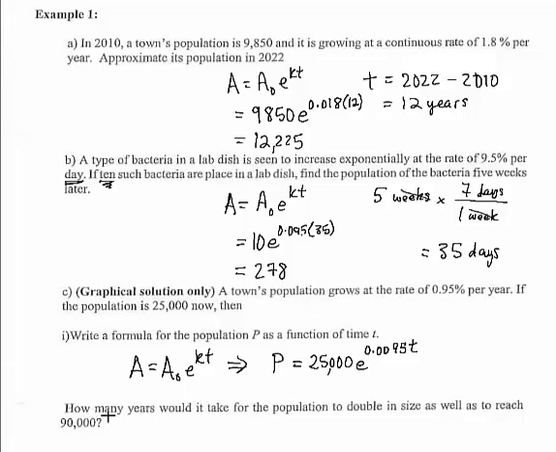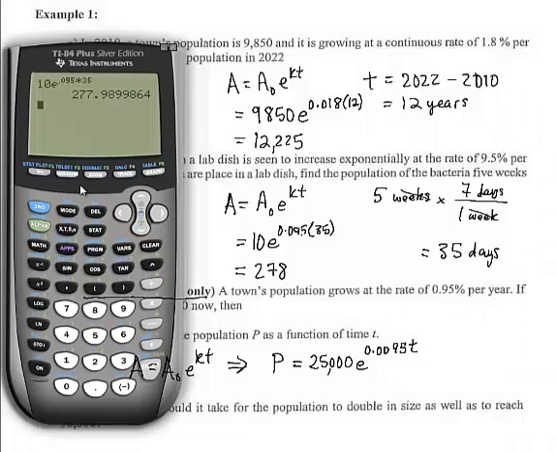Alright, the next question: how many years would it take for the population to double in size as well as to reach 90,000? And C states that we want to do this graphically only. So we'll pull up our calculator, and we're going to have to graph this function. In our calculator, P will be represented by Y and T will be represented by X. No need to change the variables.